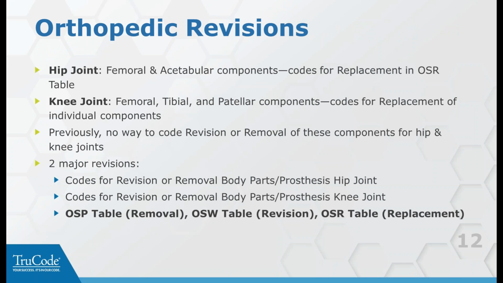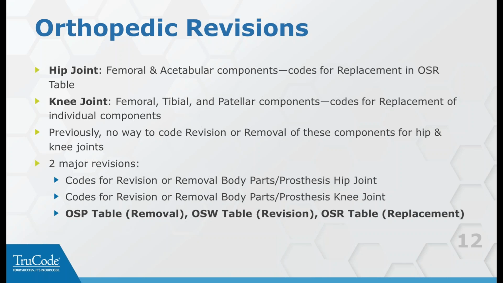In the orthopedic section, they made a couple of changes. Prior to October 1, as you know, the hip joint and the knee joint have different components that are replaced, but there was not any way to code a revision or removal if they went in and wanted to remove either the femoral or the tibial or the patellar component, etc. You couldn't really do that. So in October 1, we had some revisions made. We have some new body parts, so that we are now able to code revision of the different components of a hip joint or hip replacement and a knee replacement.